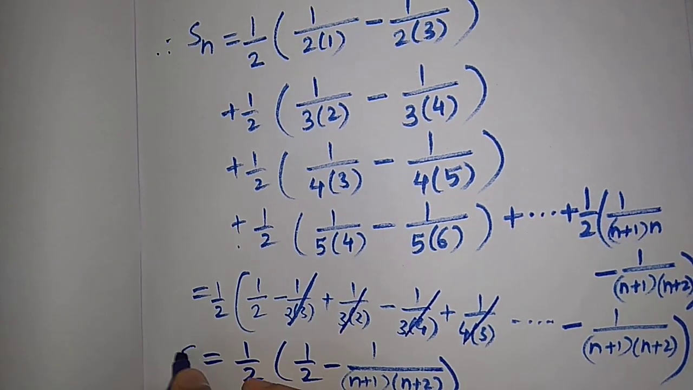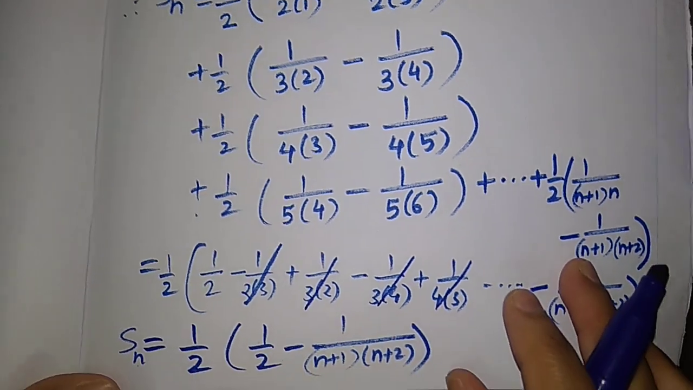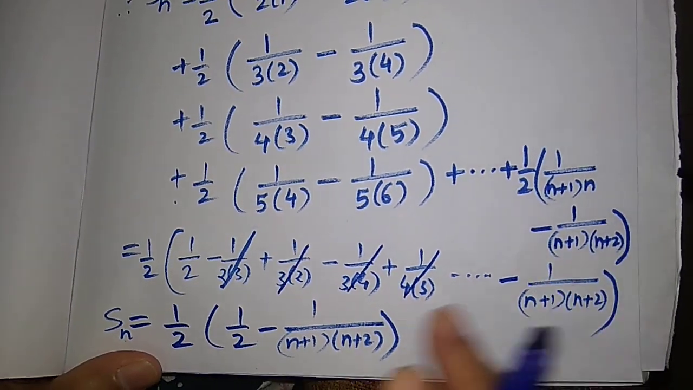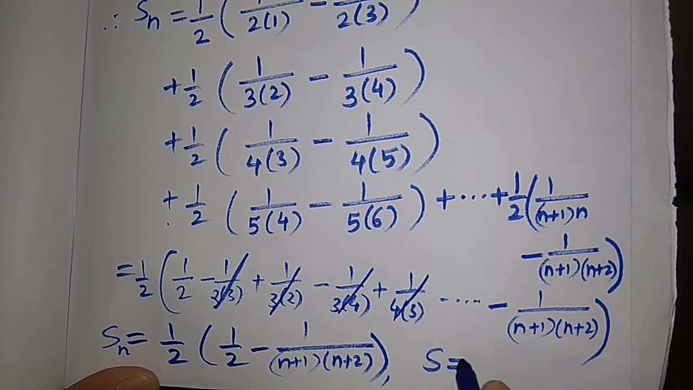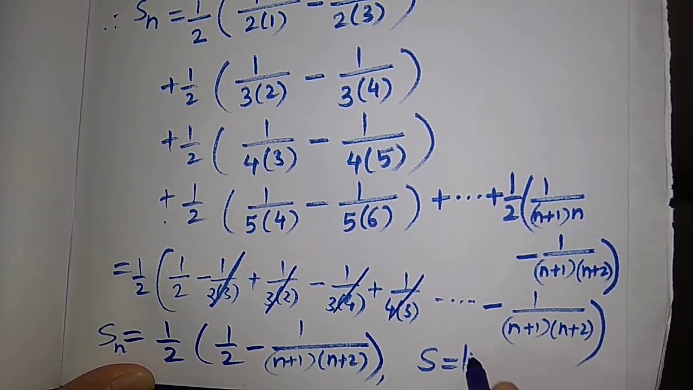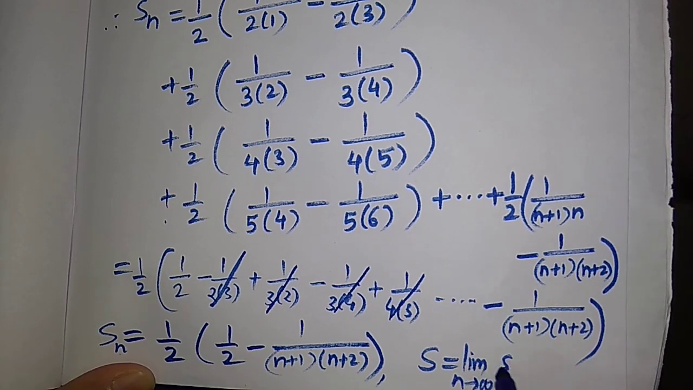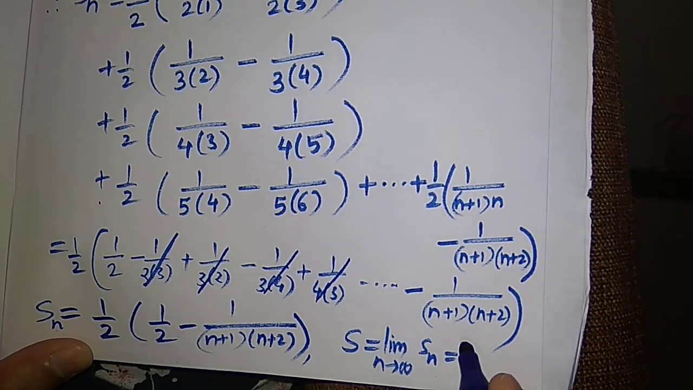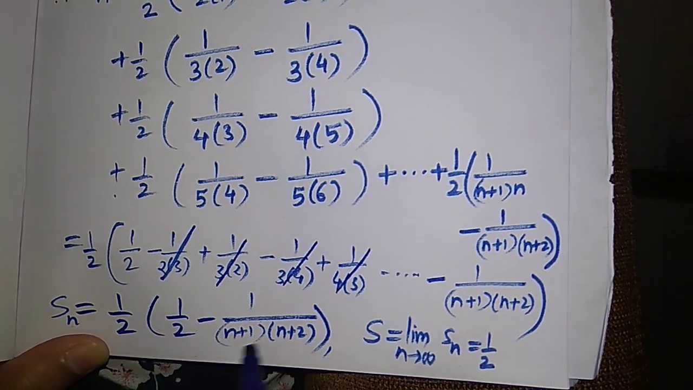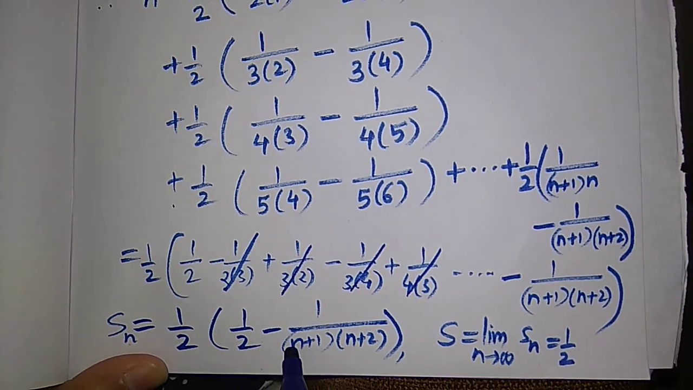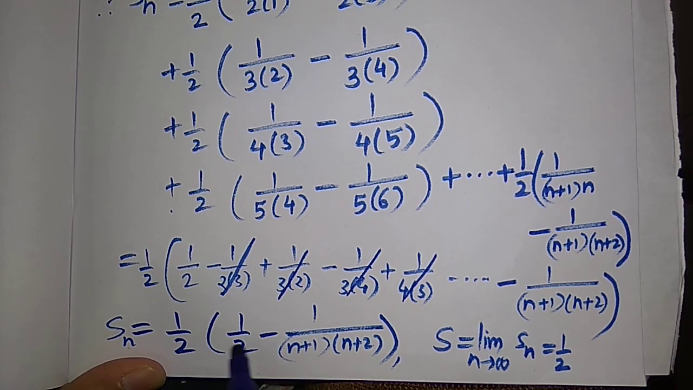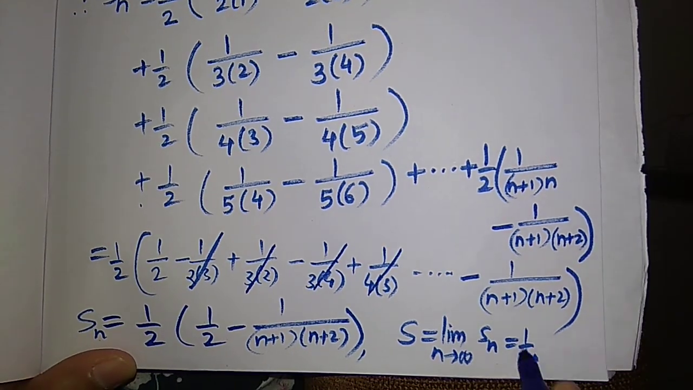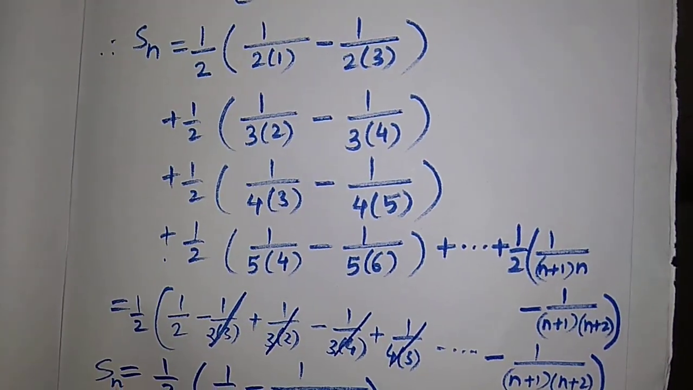So this is our Sn. Just take the limit as n tends to infinity of Sn. We will get the sum of the series S is equal to limit of Sn as n tends to infinity, which is 1 by 2 as it is, and as n tends to infinity this term tends to 0, so it is 1 by 2 minus 0, so 1 by 2 into 1 by 2 is 1 by 4. This is the answer. Thank you.